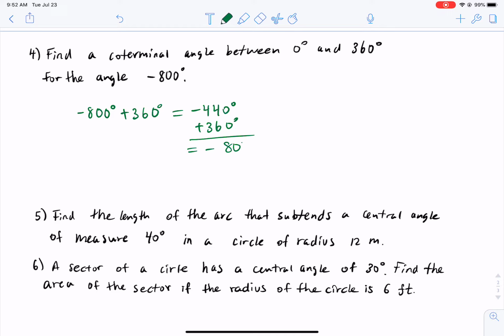Negative 8, and that's not good enough, right? You have to add another 360 degrees. Can I add 180? No, you have to add the complete circular part. If you only add 180, then you're not adding a complete circle. You have to add by complete circles, 360 degrees.